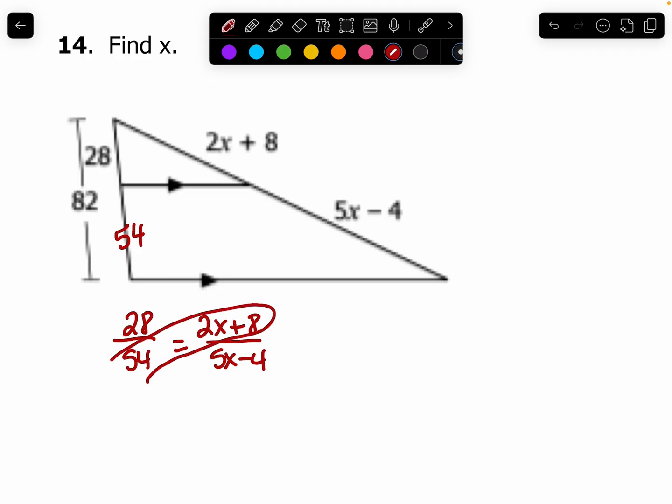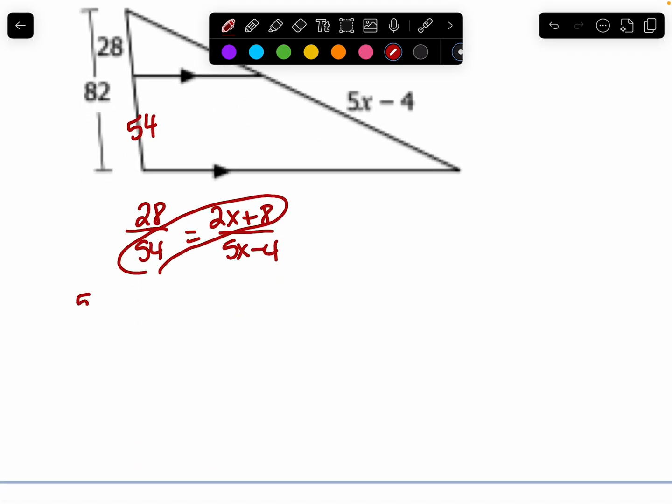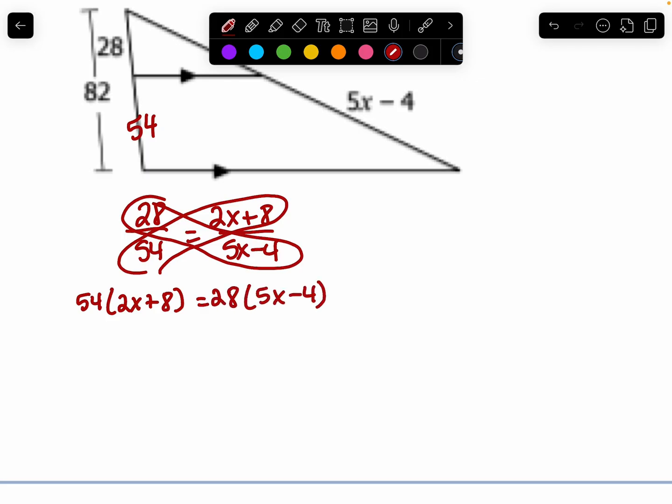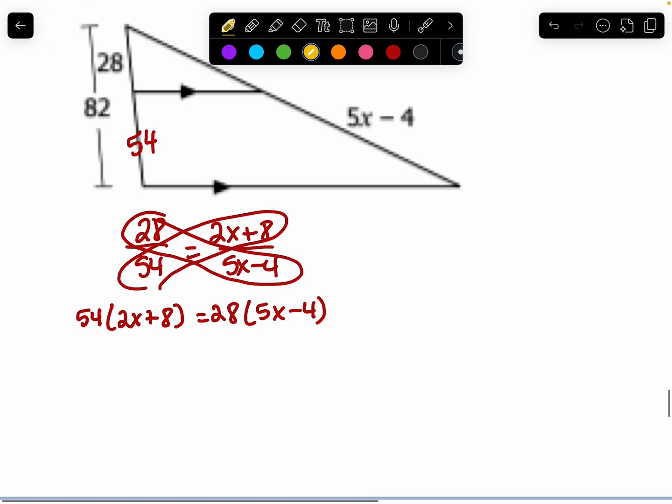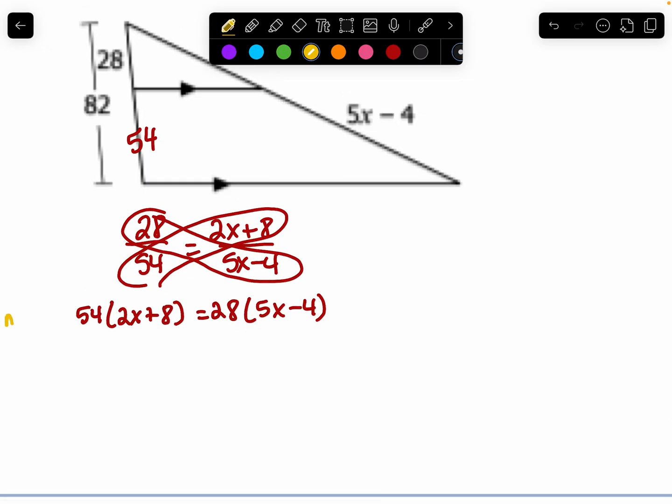So when I cross multiply this way, it's going to be 54 times 2x plus 8. When I cross multiply this way, that's going to be 28 times 5x minus 4. And you could honestly just solve from here, and it would look like this in your calculator. So you could do that, and that would work. I'm gonna just be difficult and not do that though. But you can do that. Yeah. All right, we're gonna distribute.